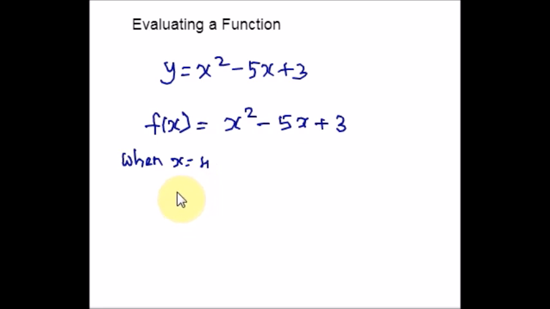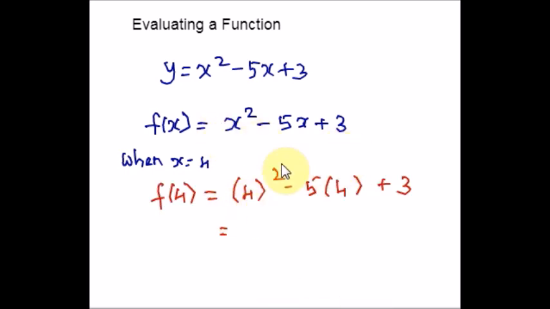Now, when we say the value of the function, we are really asking for the value of the equation for that particular value of x. Here it is f of 4. Just replace all x by 4. 4 squared minus 5 times 4 plus 3. So, 16 minus 20 plus 3, which will give you -1.